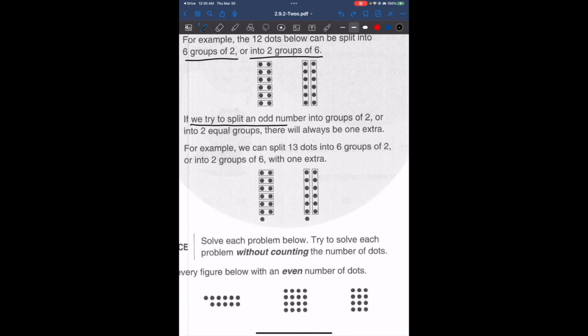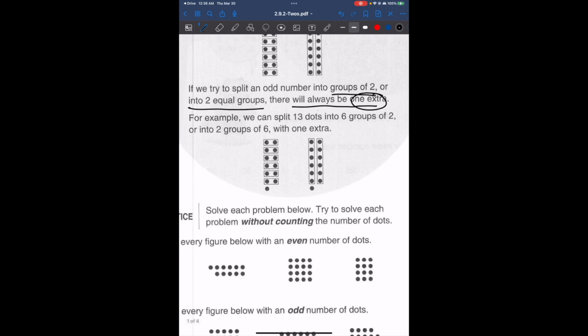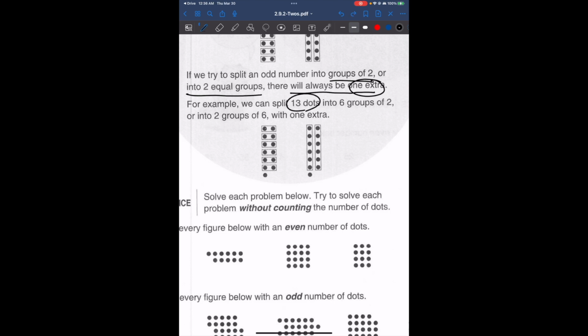Now if we try to split an odd number, again, an odd number ends with 1, 3, 5, 7, or 9. If we try to split an odd number into groups of 2 or into 2 equal groups, there will always be 1 extra. For example, if we have 13 dots, if we try to split it into 6 groups of 2, then we're going to have 1 dot left. If we try to split it into 2 groups of 6 dots, then it's going to give us 1 dot left as well.